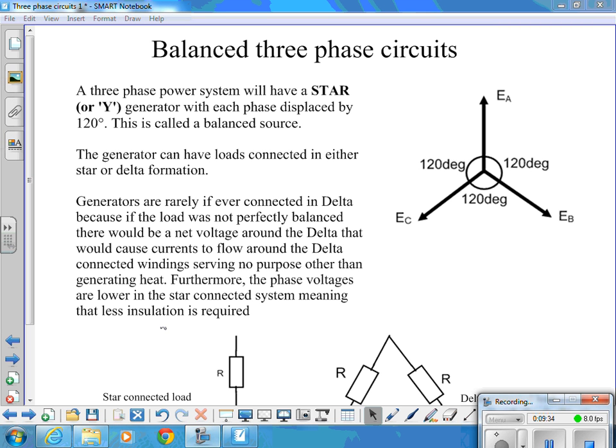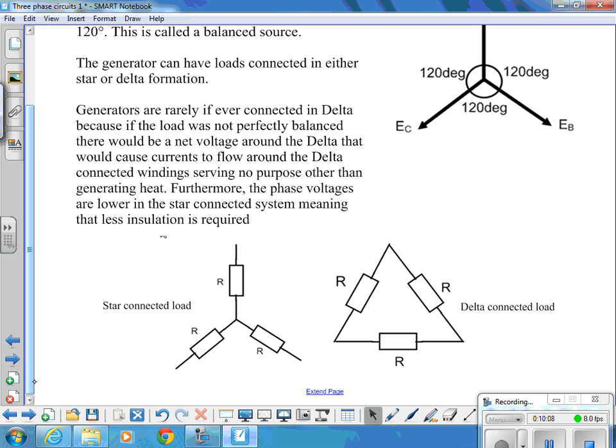A three-phase power system will have a star, or the Americans call it a Y-connected generator, the three phases. And that's the resemblance of either a star, or if you turn that round 180 degrees, it looks like a Y. All the phases are displaced by 120 degrees. It's a balanced source. Okay. The generator can have loads connected in either star or delta formation. Okay, so down the bottom there, star formation, delta formation. That one's named after the Greek letter delta because it looks like it.